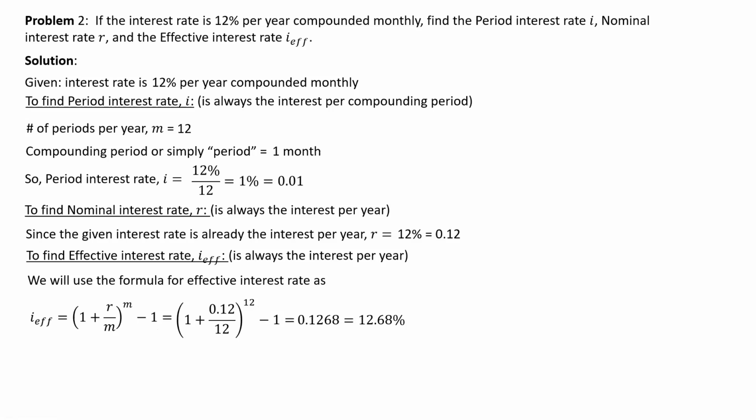12.68%. So needless to say, this is the interest per year. That is the effective interest rate per year because of the compounding, right? We saw that if the compounding period is 1 year, both the effective interest rate and the nominal interest rate would be exactly the same. However, when the compounding period is not 1 year, there would be a difference between the two rates. Okay. All right.